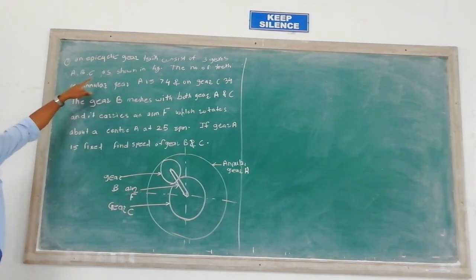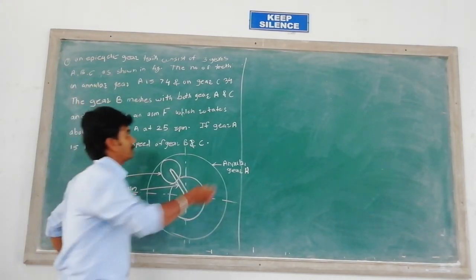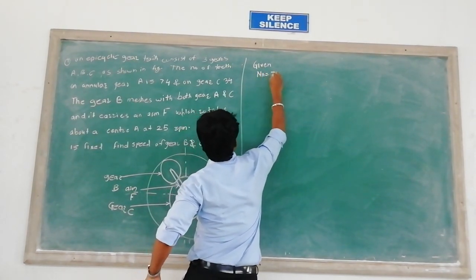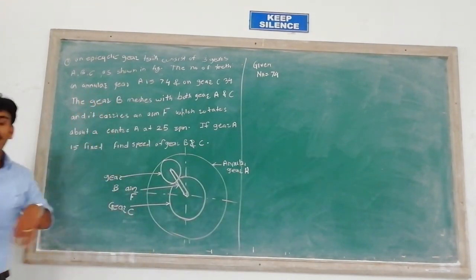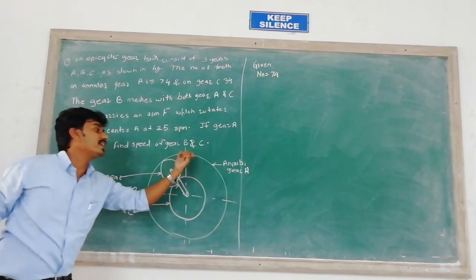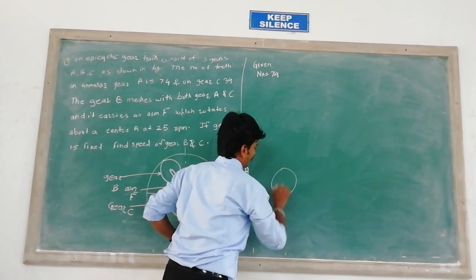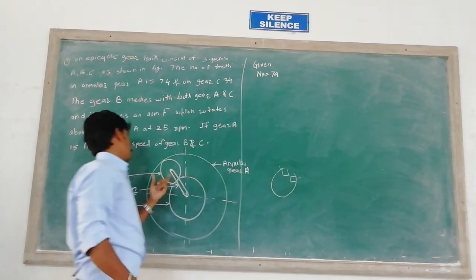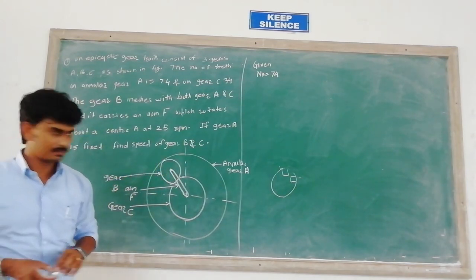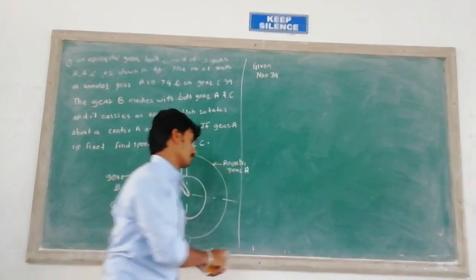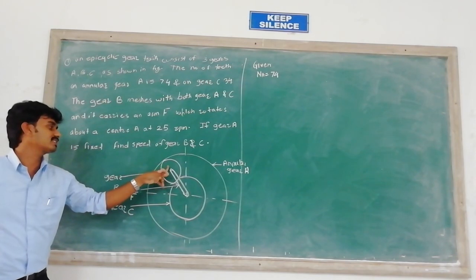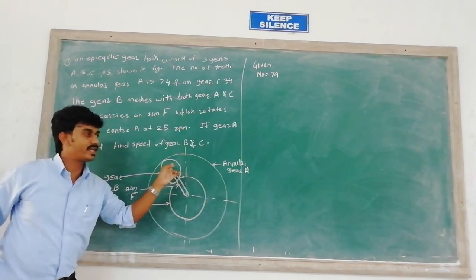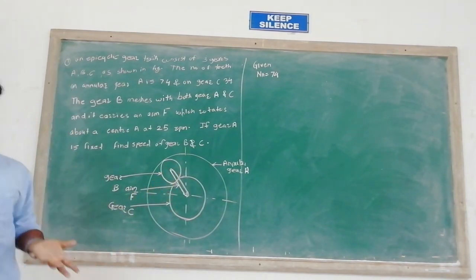This is shown in the figure. The number of teeth on annular gear A, NA, is equal to 74. Annular gear means this is gear A, and it has internal teeth. Generally, if you consider a gear, the teeth are outside of the gear. But annular gear means it has internal teeth. So this gear B is meshing internally with gear A. This is called the annular gear. Means when gear B rotates inside this circle in the clockwise direction, then gear A will also rotate in the clockwise direction. This is the meaning of the internal gear or annular gear.